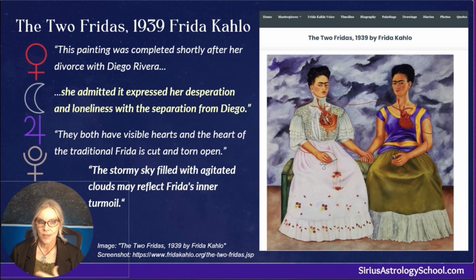But later, she admitted that she was expressing her desperation and loneliness when she separated and divorced Diego. So she did, like I said, remarry him, but she was expressing her loneliness and separation with it. I mean, look at this art. She's talking about, in this art, this is speaking to her heart. Her heart is raw and open on the left image of her. She even has the scissors in her hand, and looks like she's bleeding. Her heart is in pain.